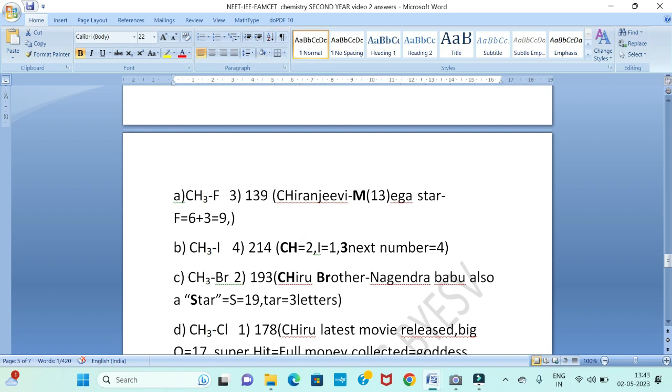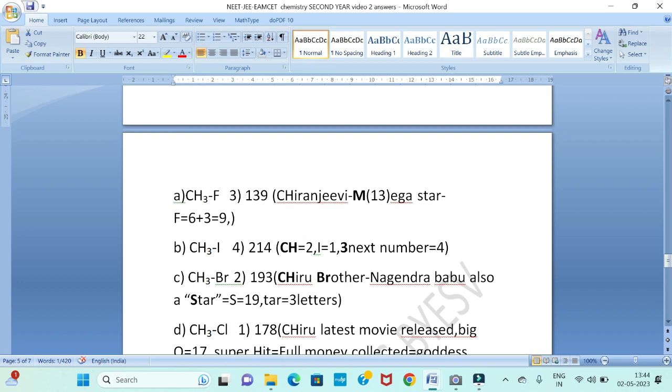CH means Chiranjeevi, the film actor. He's a mega star, so M is 13. Next, he acts with an actress, one female. F is 6, and I am taking this 3. F plus 3, 6 plus 3 is 9. So 13 beside 9 gives 139.